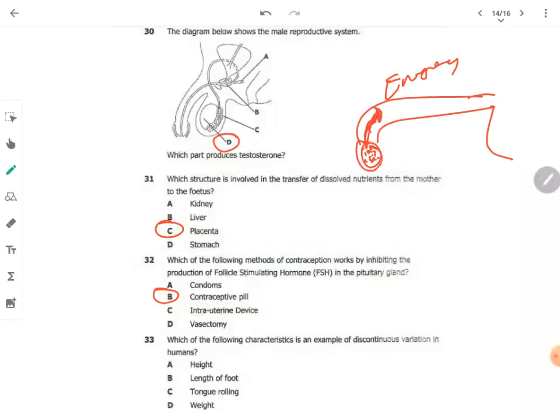Which of the following characteristics is an example of discontinuous variation in plants? Now, what do you know about discontinuous variation? Discontinuous variation has clear cut categories with no intermediates. It's also controlled by one or a few genes or a pair of alleles. Now, which one is an example? It's the tongue rolling. Weight is not discontinuous but continuous. Height is continuous. Length of foot is continuous. Anything to do with size is continuous.